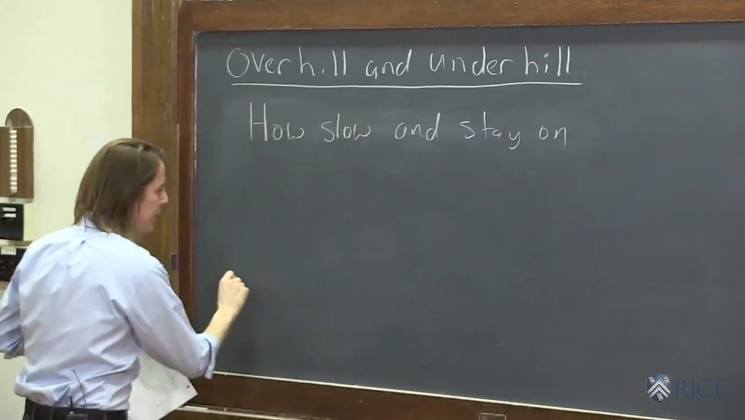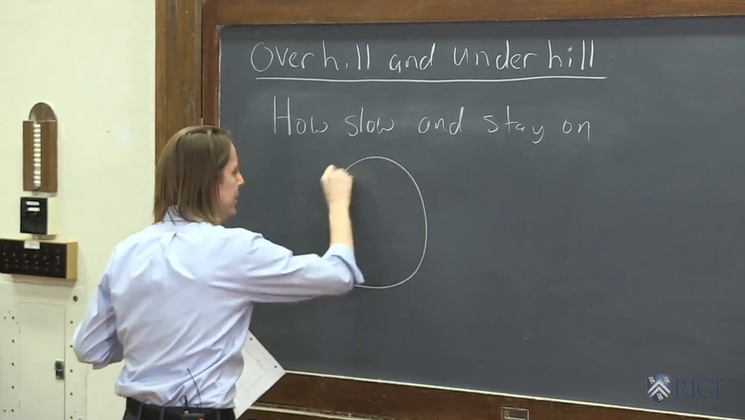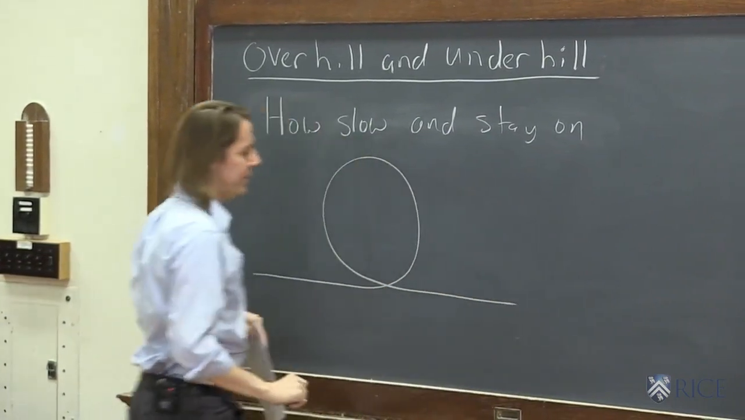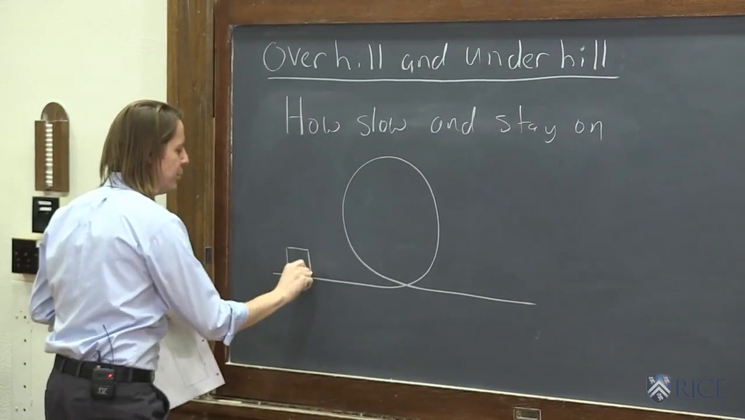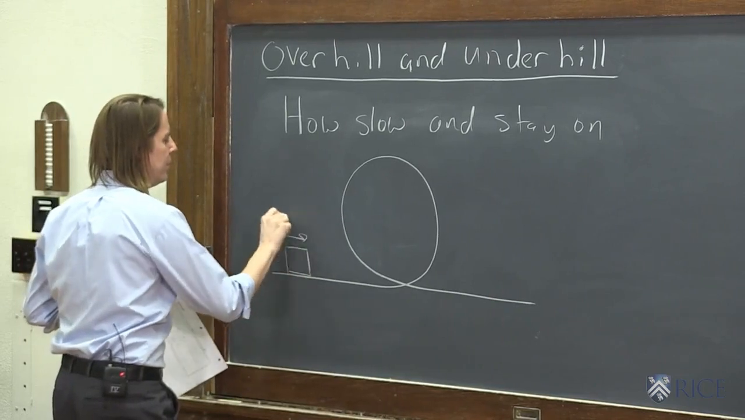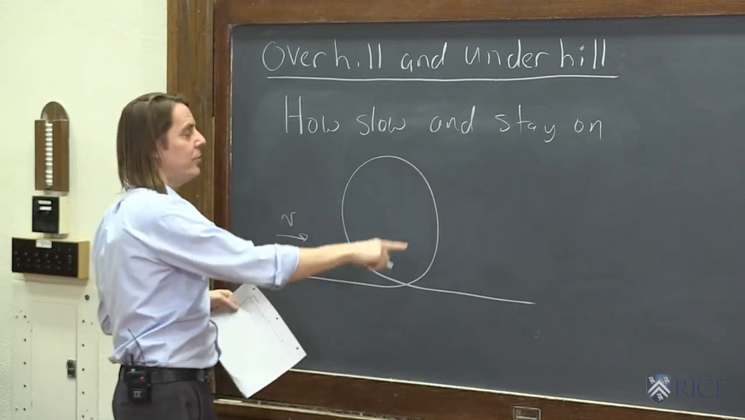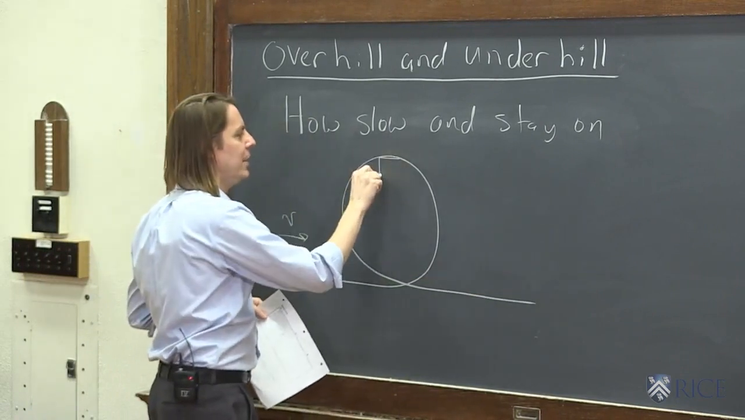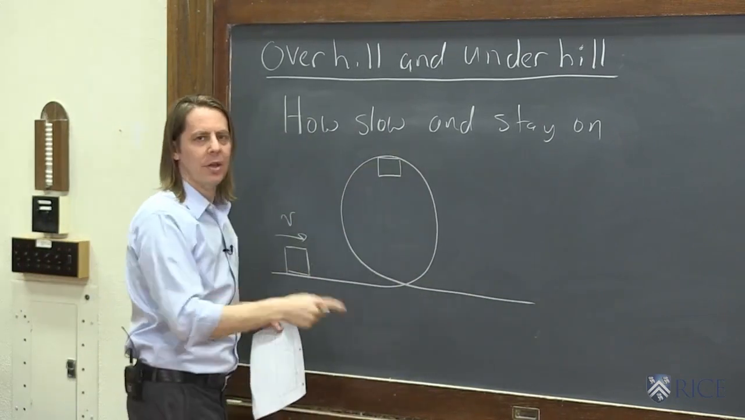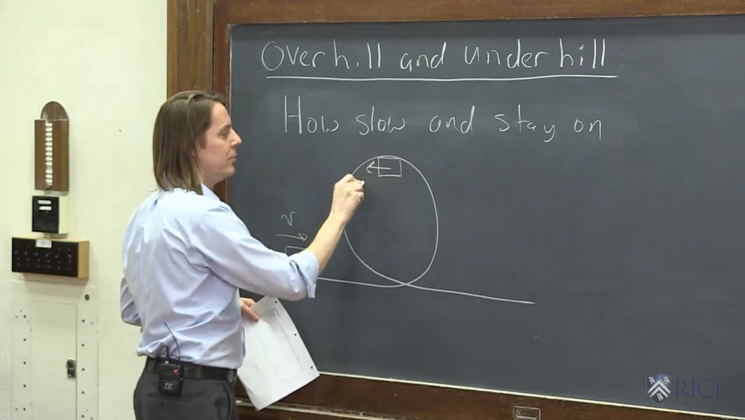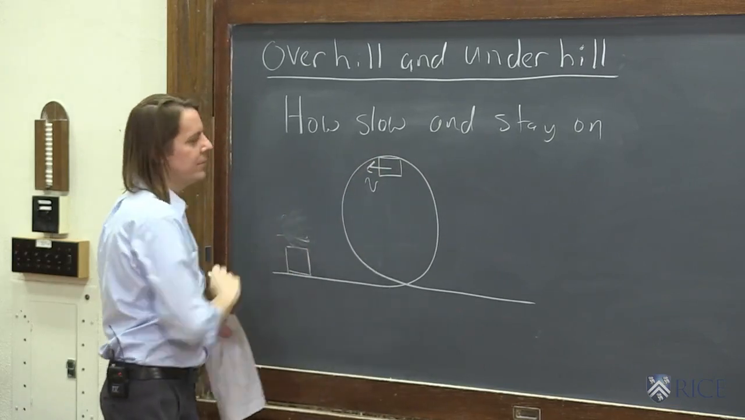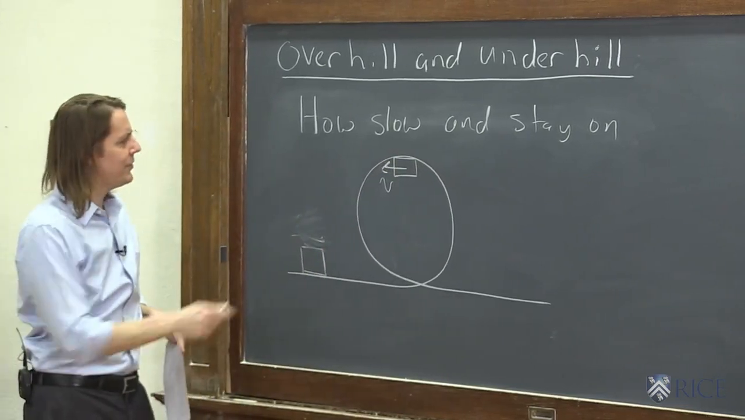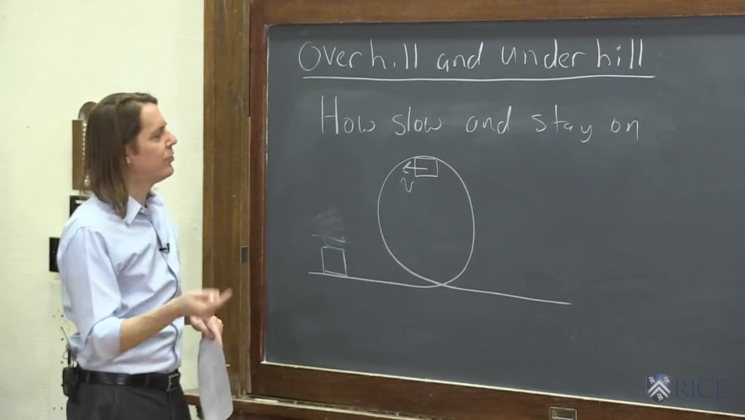So let's draw it real quick. It was a loop track. We'll pretend it was a perfect circle like that. And you've got a mass approaching the loop at some velocity. Of course, it's going to slow down and then speed back up. What you really care about is how fast it needs to be going when it's at the top. So we'll say this is the velocity we want.